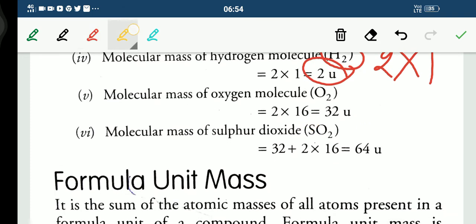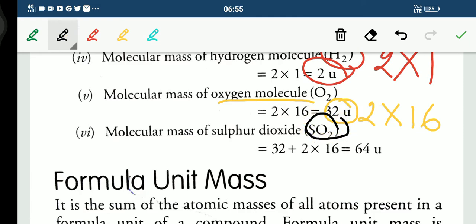Now let's just see the oxygen molecule here. Oxygen is O2, children. How many atoms are there? 2. Multiply it by the atomic mass of oxygen, that is 16. 16 twos are 32. Similarly, can we do SO2, that is sulfur dioxide?